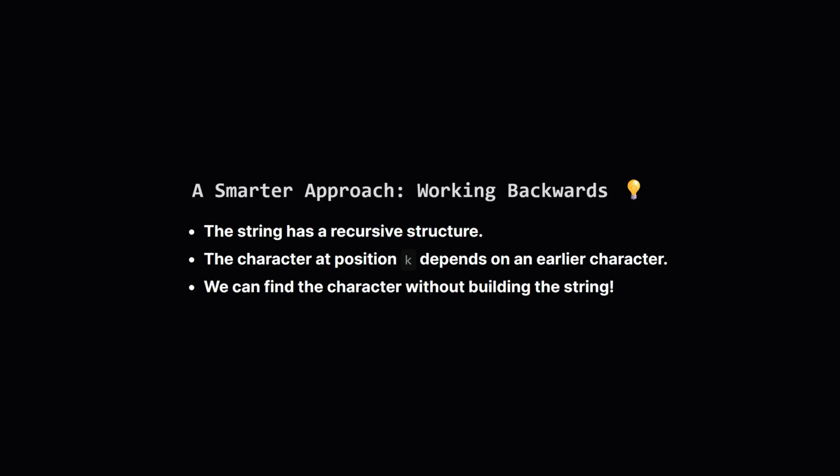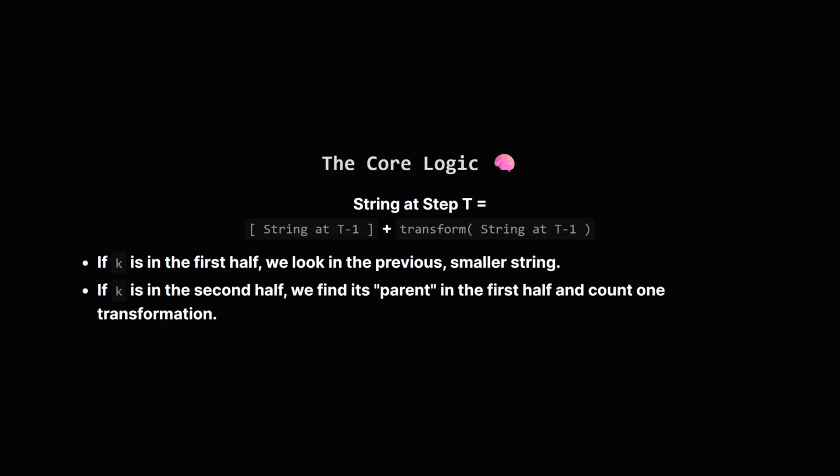So let's think about the structure of the string. At any step, the second half of the string is just a transformed version of the first half. This is the key insight. It means we can work backwards. Instead of building the string forwards, we can start with our target position k and figure out where it came from. Imagine the string is split into two parts. The old part, and the new transformed part. If the kth position we're looking for is in that first half, our problem just got simpler. We can look for the same position in the smaller, previous string.